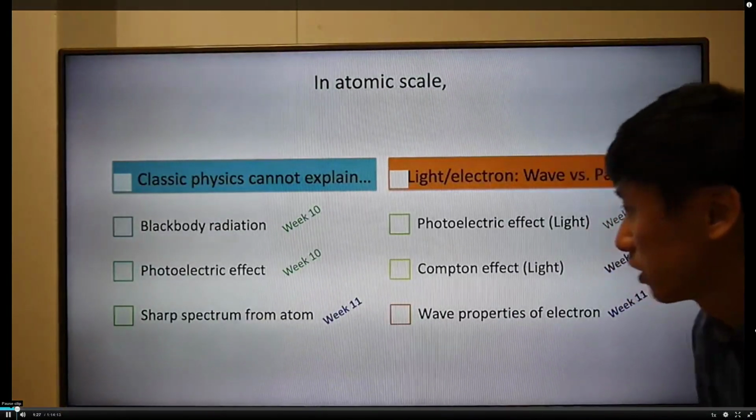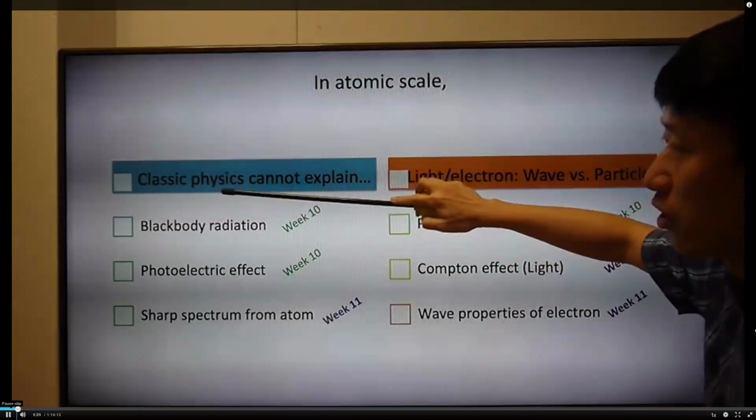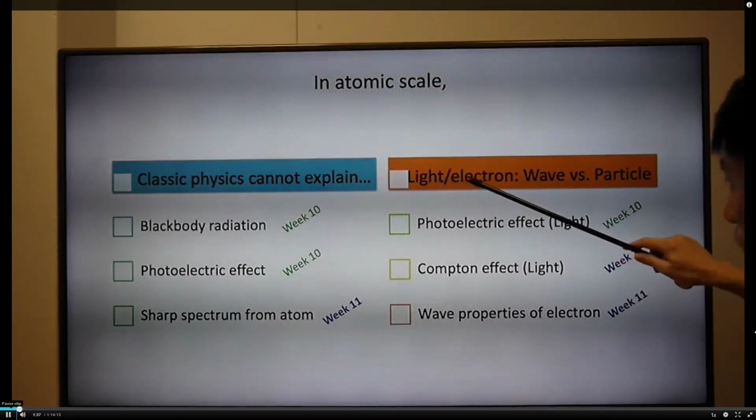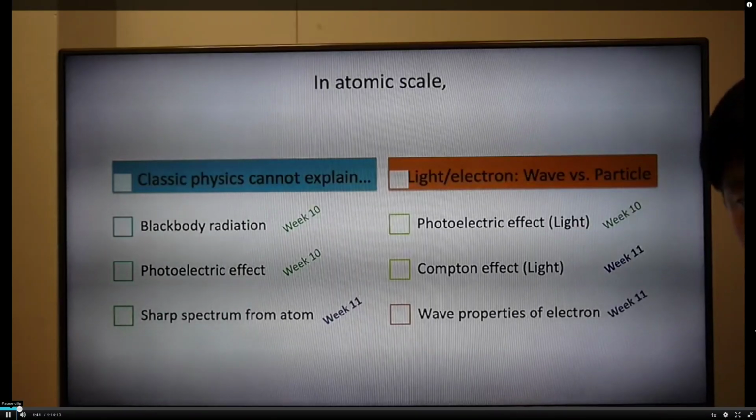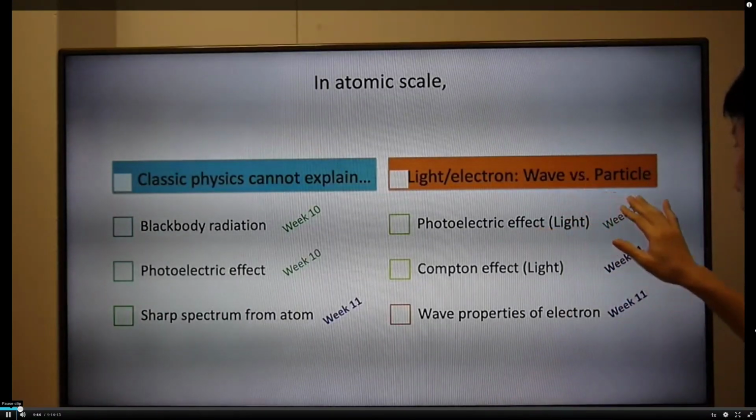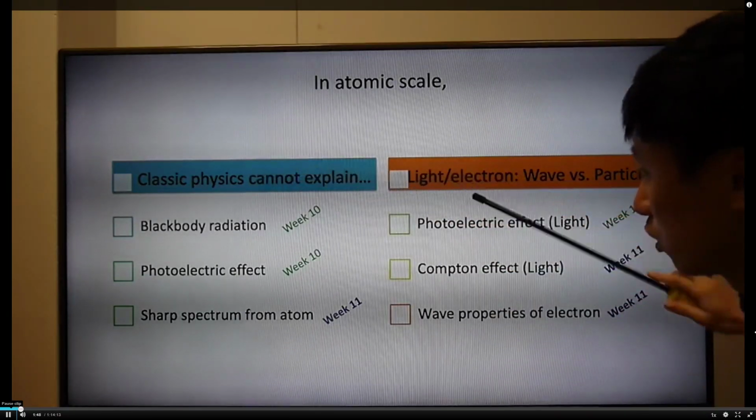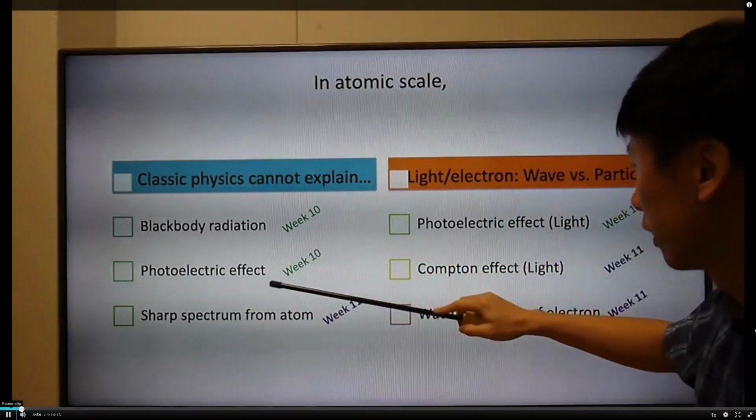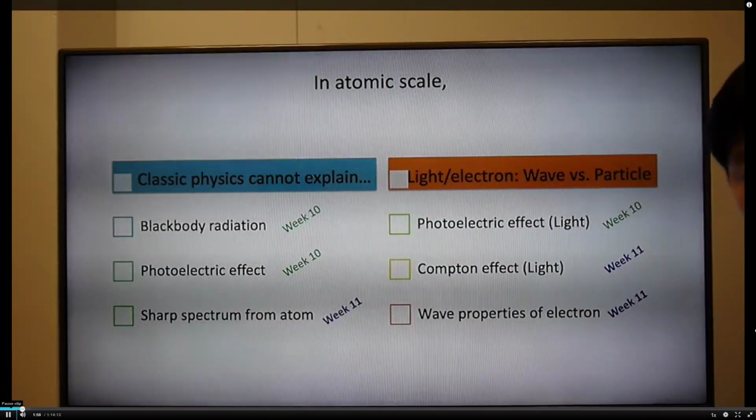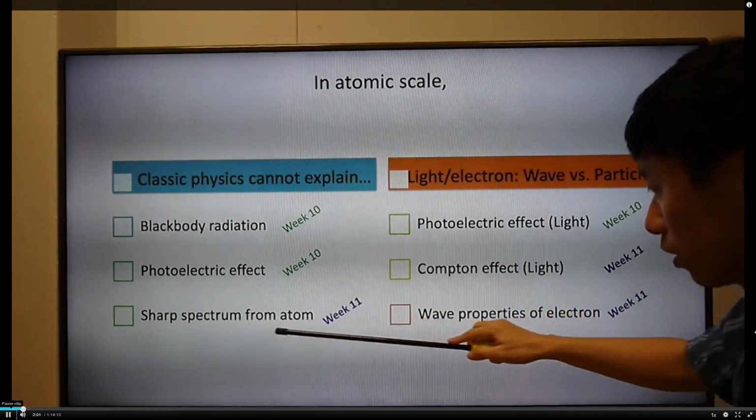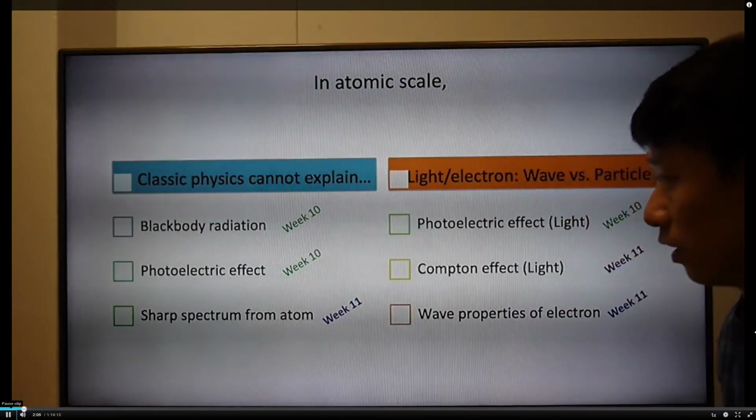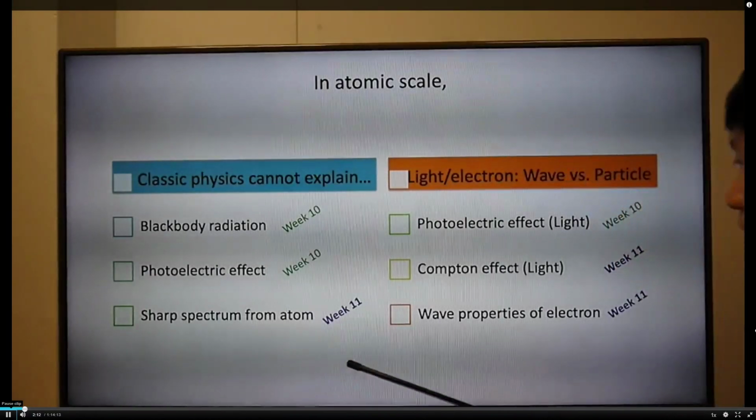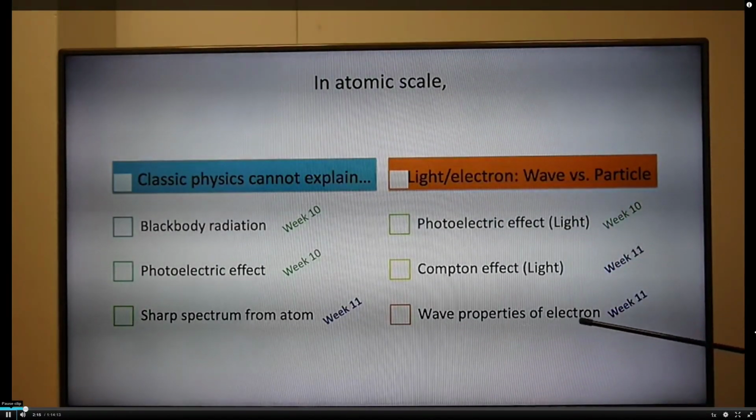Okay, so at the atomic scale, there's something we cannot explain using classical physics. And also there's the issue of whether light or electrons are waves or particles, so they have the duality of wave and particle. Regarding these two issues, you learned about black body radiation and the photoelectric effect last week. Then this week you learned about the spectrum from the atom, especially from hydrogen.